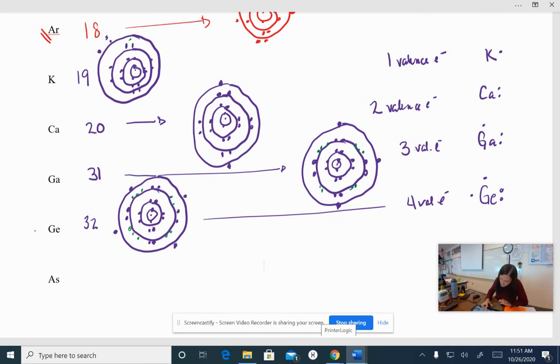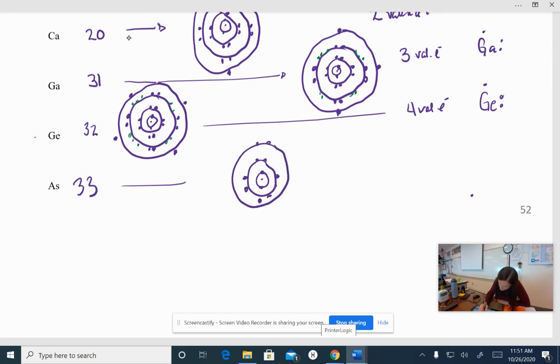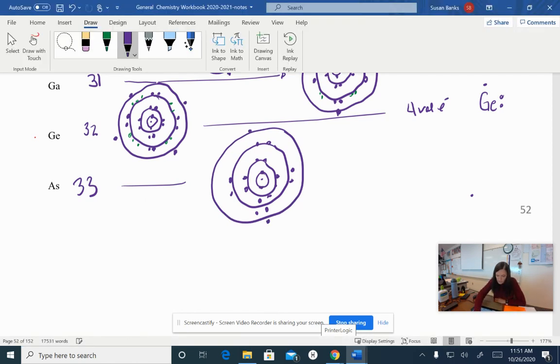Arsenic. We are going to have 33. Probably you remember, we're just going to go up by 1. So here we go. 2, and then 8, 8 more on the third level. And then we get the first 2. And then we do that transition metal block again.